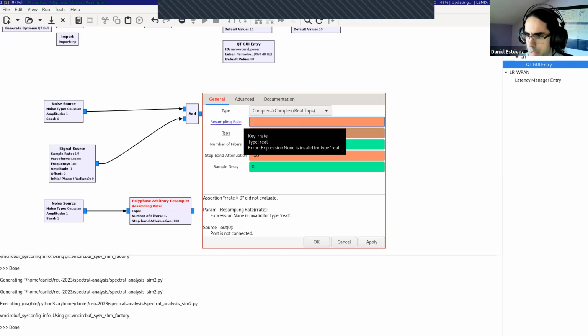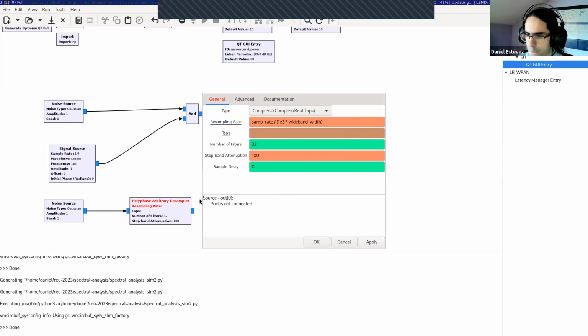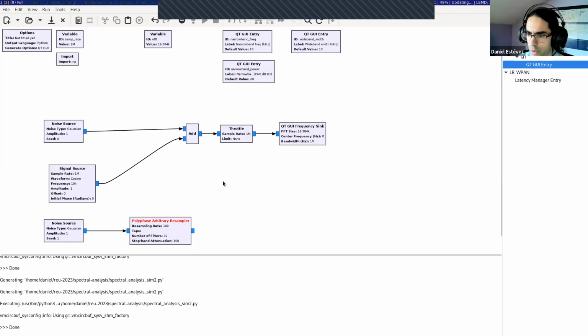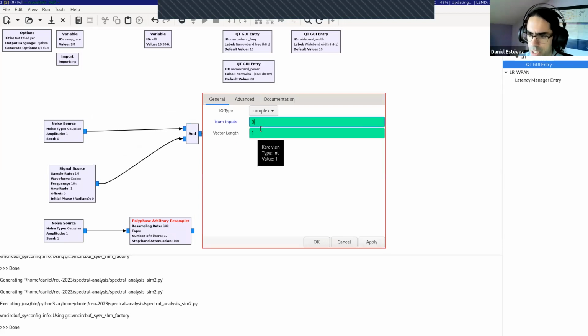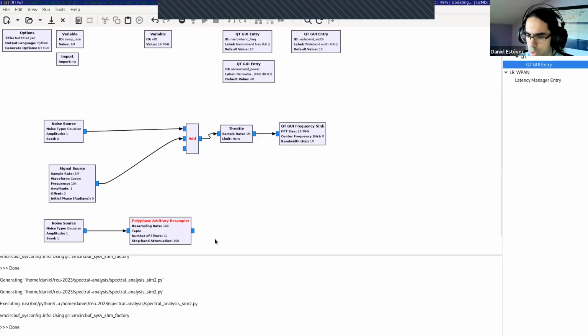Yeah, for some reason, this has disappeared. So this was 183 multiplied by wideband width, I think. And the rest of the parameters we can leave at default. They are used if you want to customize the resampling filter, but oftentimes the default one is the good one. So let me change the number of inputs in the add block to 3.